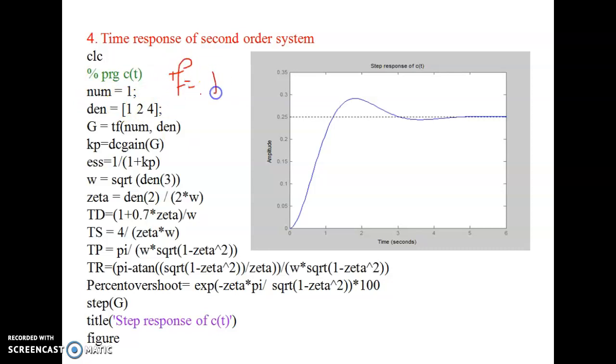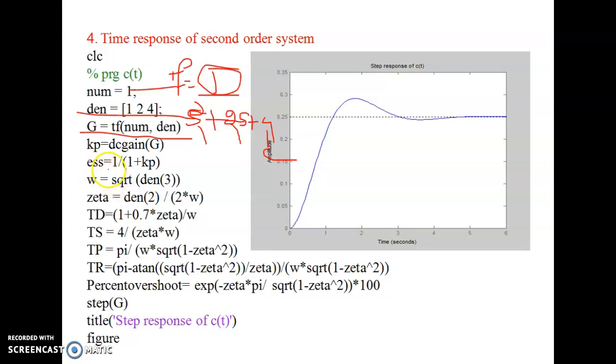Transfer function equal to 1 over s square plus 2s plus 4. So in the numerator only a constant coefficient is there, and directly we can write numerator 1. Denominator: the s square coefficient is 1, the s coefficient is 2, and the constant coefficient is 4. Then you have to obtain the transfer function. We can use the command g, or else we can use sys. sys is equal to tf of num comma den. Both commands can be used for obtaining the response curve. So here we can use g equal to tf of numerator comma denominator.